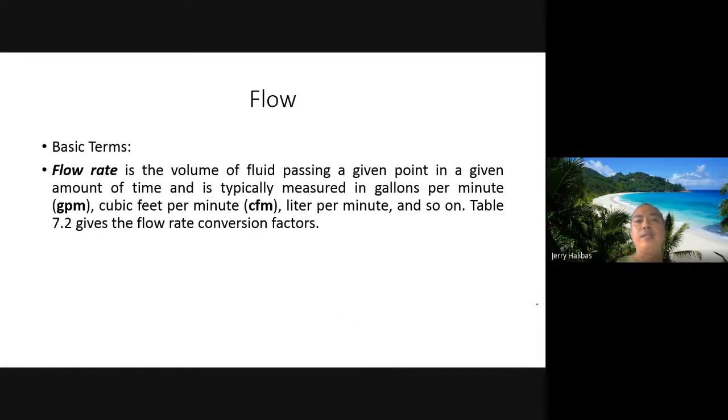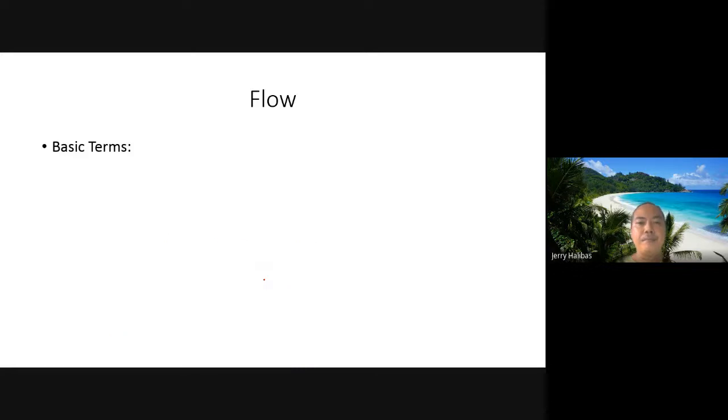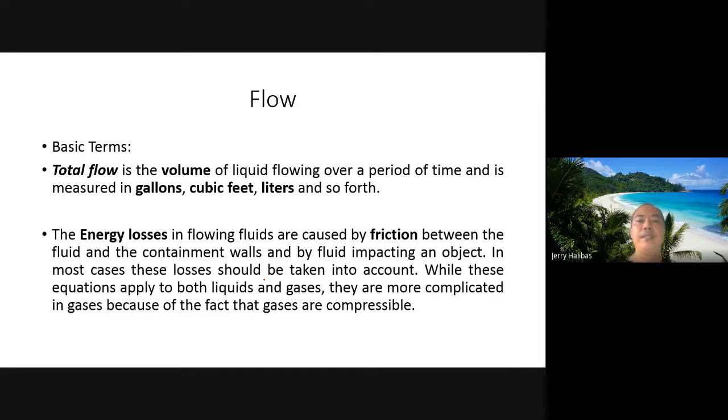Okay, so flow rate is the volume of fluid passing a given point in a given amount of time, and is typically measured in GPM, gallons per minute, cubic feet per minute, liters per minute, and so on. These are the different conversion factors. You can memorize them, or use a common unit to convert. On the other hand, total flow is the volume, also called volumetric flow: the volume of liquid flowing over a period of time, measured in gallons and so on.